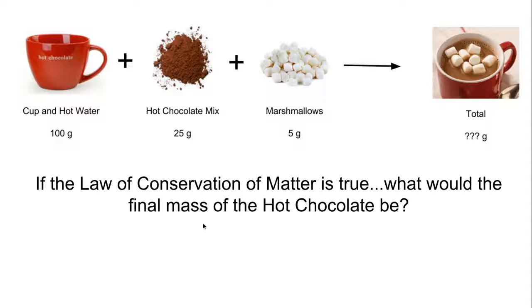Here's another example. I might have a cup of hot water, and that cup of hot water is 100 grams. I'm going to make hot chocolate with this. So with my hot chocolate mix, I've got about 25 grams of hot chocolate mix and 5 grams of mini marshmallows that I'm going to put in there. If the law of conservation of matter is true, what would the final mass of my hot chocolate be when I put the mix, the cup, the hot water, and the marshmallows all together? What would that final mass be?